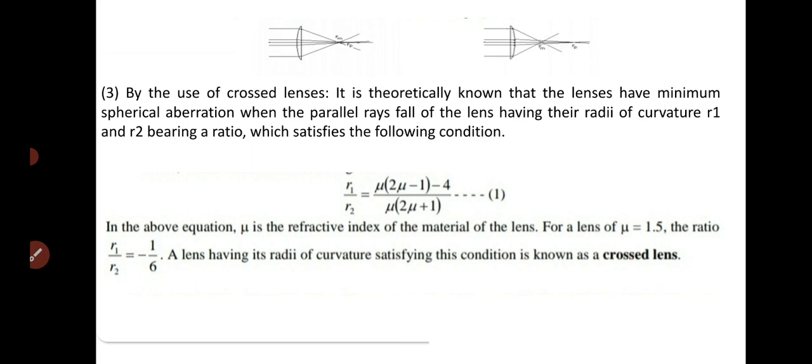Mu is the refractive index of the material of the lens. For a lens, mu is equal to 1.5. The refractive index of the lens is 1.5, and the ratio of R1 and R2 is equal to minus 1 by 6. A lens having its radii of curvature satisfying this condition is known as a crossed lens.